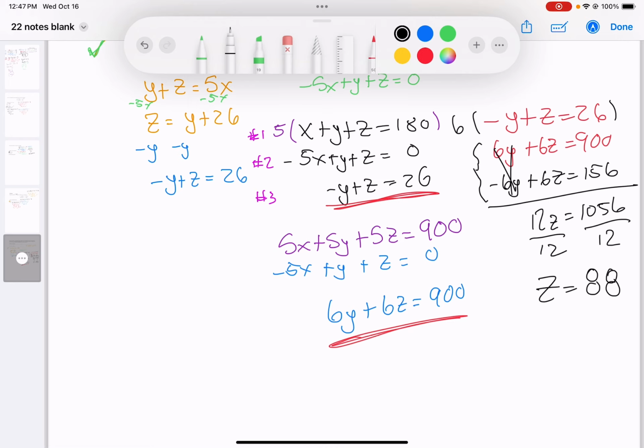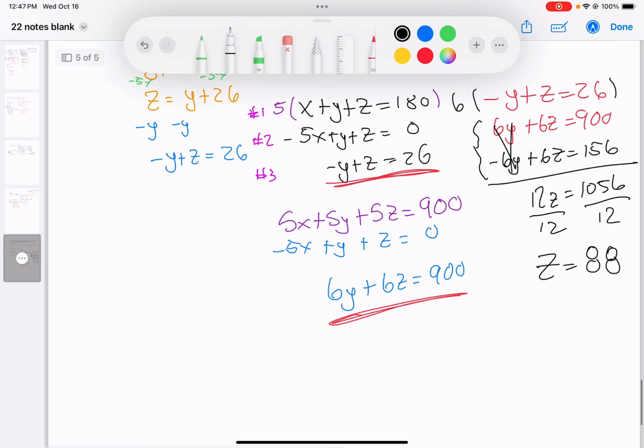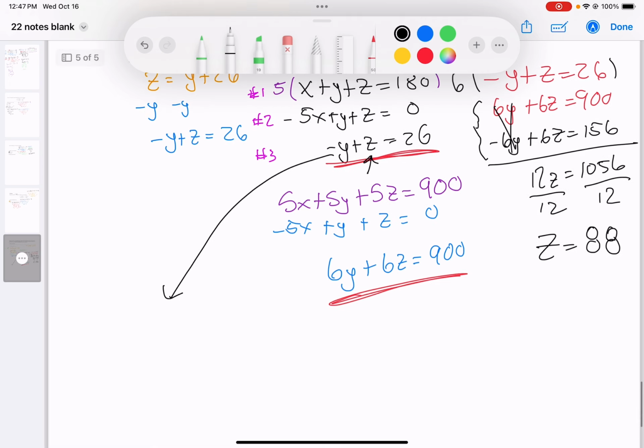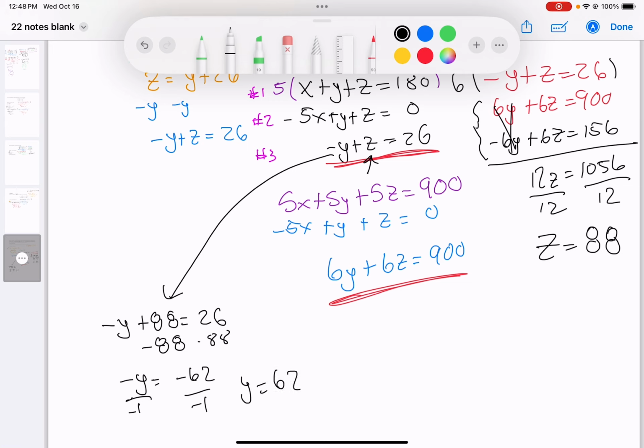Okay, now that I know one of them, I can plug that back into, let's just say number 3 here. Plug my 88 in here. So I'm going to go, negative y plus 88 equals 26. Minus 88, wow. Negative y equals 26 minus 88, equals negative 62. Divide by negative 1, divide by negative 1, y equals 62.